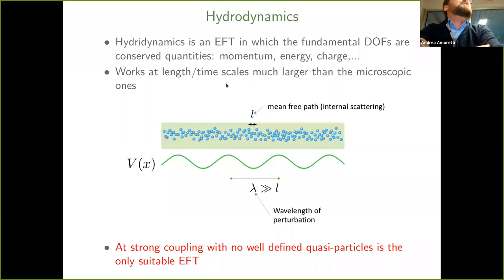In systems that are strongly coupled, this is exactly what happens. In a strongly coupled system where the quasi-particle description is no longer valid, you no longer have well-defined, long-lived fundamental microscopic degrees of freedom. But of course, you still have the degrees of freedom which are conserved, which are momentum, energy, and charge. So hydrodynamics is, in the strongly coupled regime, the ideal effective field theory to describe the properties of a material.